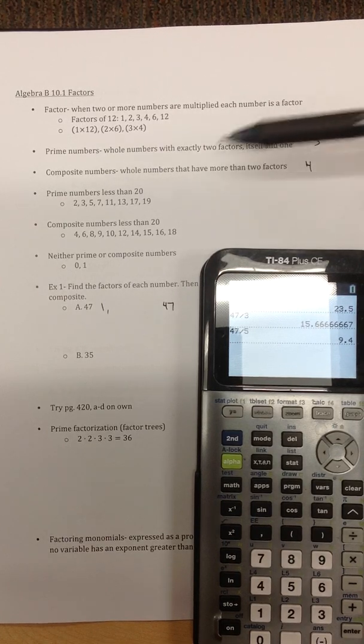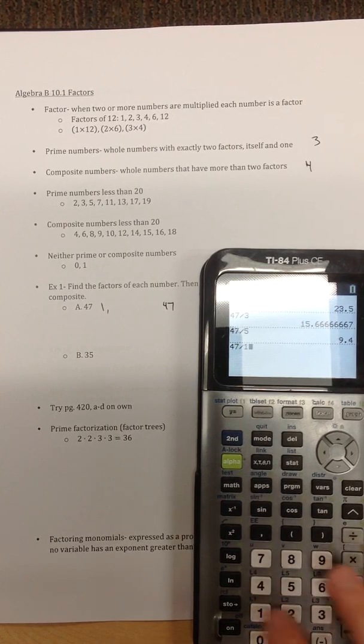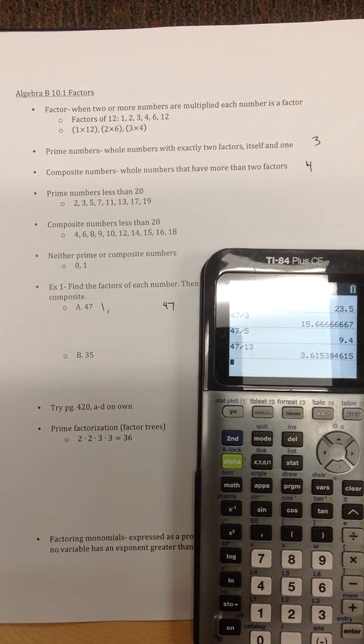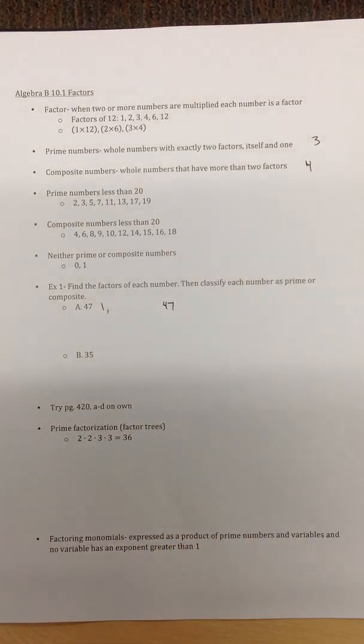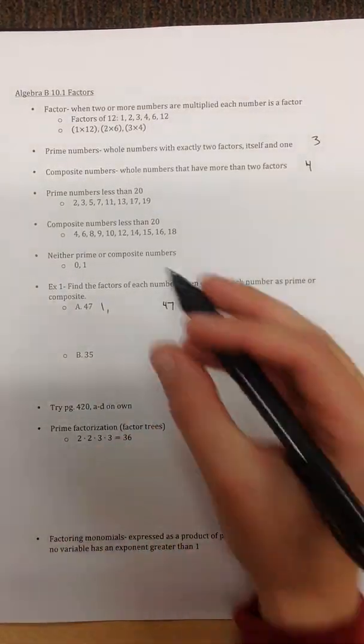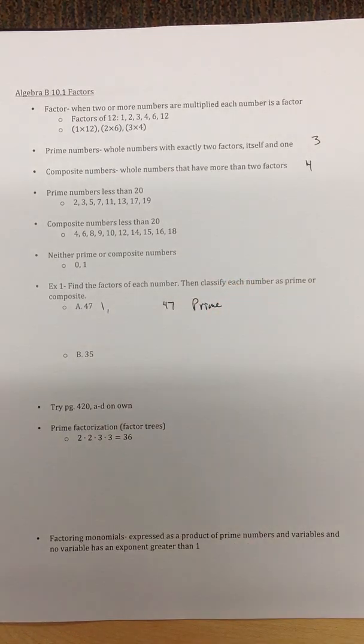Sometimes I'll try out bigger prime numbers like 13, so 47 divided by 13. That doesn't come out nice either. 17 is another good one to try. And none of those seem to be working. So here there are actually no other factors besides 1 and 47. So if that's the case, no other factors there, then this would be prime. Okay, because the only factors are 1 and 47.